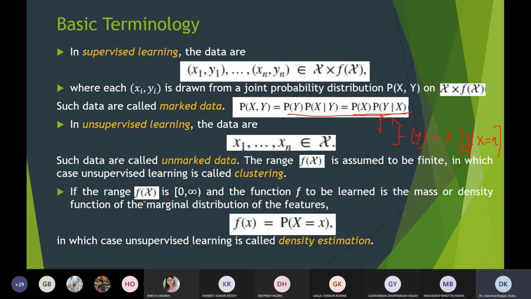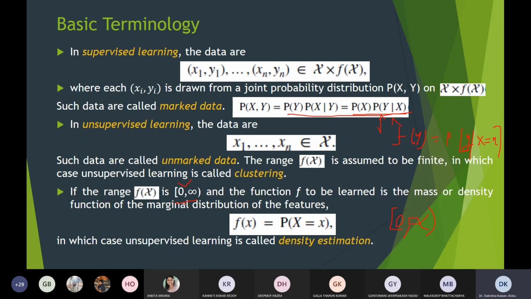Now if the range of f of x is found to be this interval, this is an interval of real numbers. The beginning of the interval is zero and the end point is infinite. That is why we write the square bracket, then zero, then the round bracket. So the interval starts from zero and goes up to infinity. This is the interval for the range.